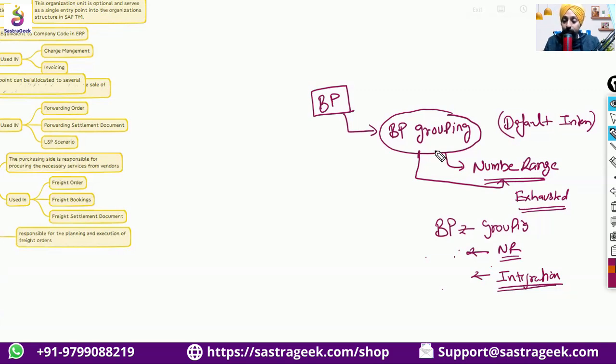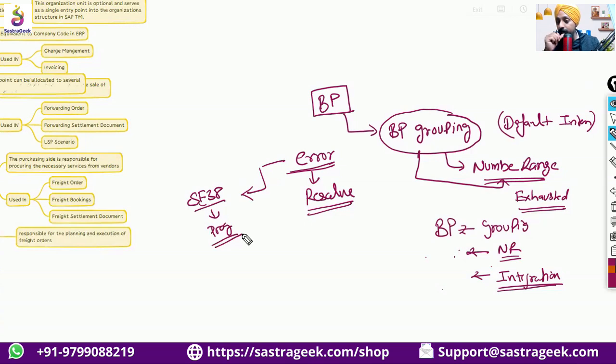If the BP is not created and you are getting an error message, you need to work on resolving this error. Within the error message, the system would also show you a program, SC38. Once you resolve the error, you run this program so that your org element is assigned with the business partner. That is the additional step which you need to do.